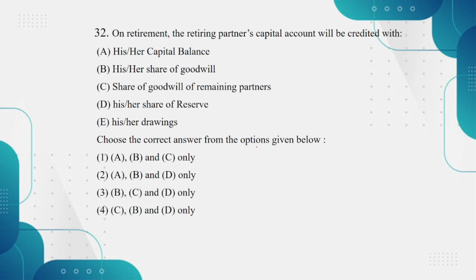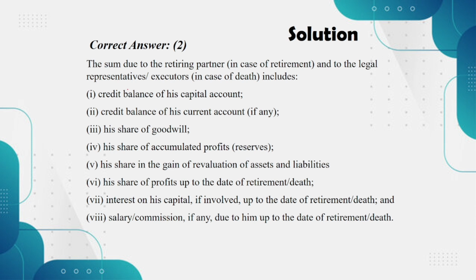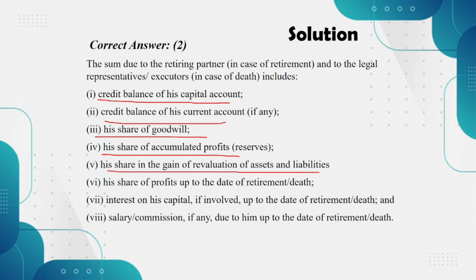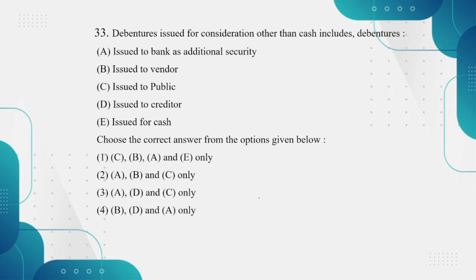On retirement, retiring partner's capital account will be credited with, you know very well, these items. A lot of items are there. Please remember: credit balance of the capital account, credit balance of the current account, his or her share of goodwill, accumulated profit or reserves, share of gain on revaluation, share of profit up to the date of death, interest on capital, salary or commission, all those things.